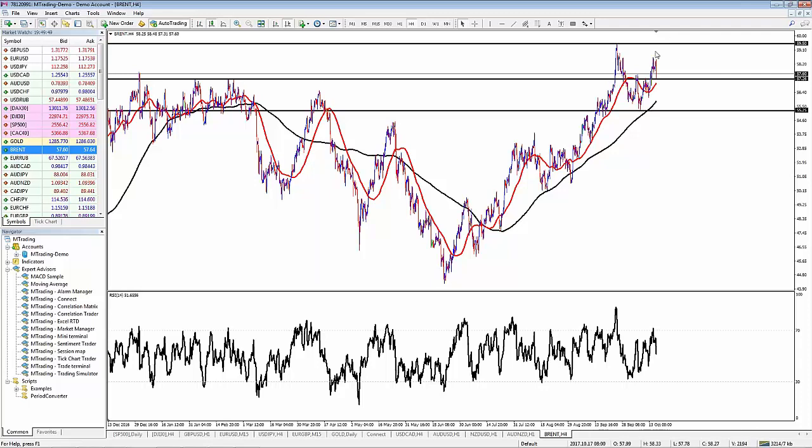So maybe I may consider, let's not wait for 59.50. I want to see if there's an impulsive move that breaks through the 59.50 and the 60 barrier. If it breaks through that level, yes, that gives me a very bullish sign for this particular asset.